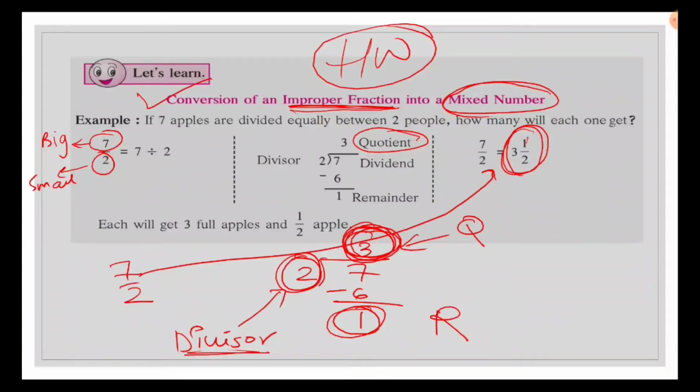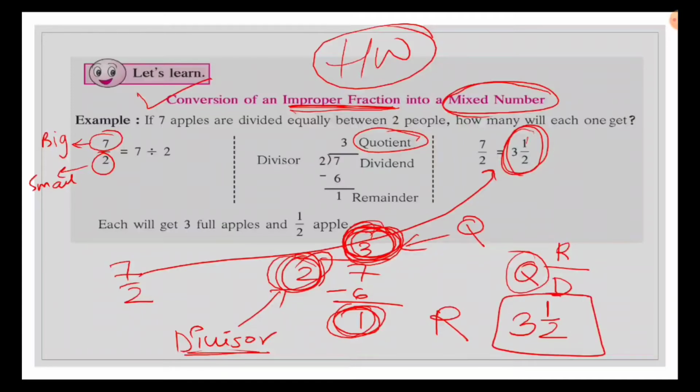So your formula for a mixed fraction is nothing but quotient, remainder upon divisor. This is your formula. So what is your quotient? Quotient is 3, so we will be writing 3 over here. Remainder is 1, so we will be writing 1 over here, and divisor is 2, so we will be writing 2 over here. So this is our mixed fraction for 7 upon 2.